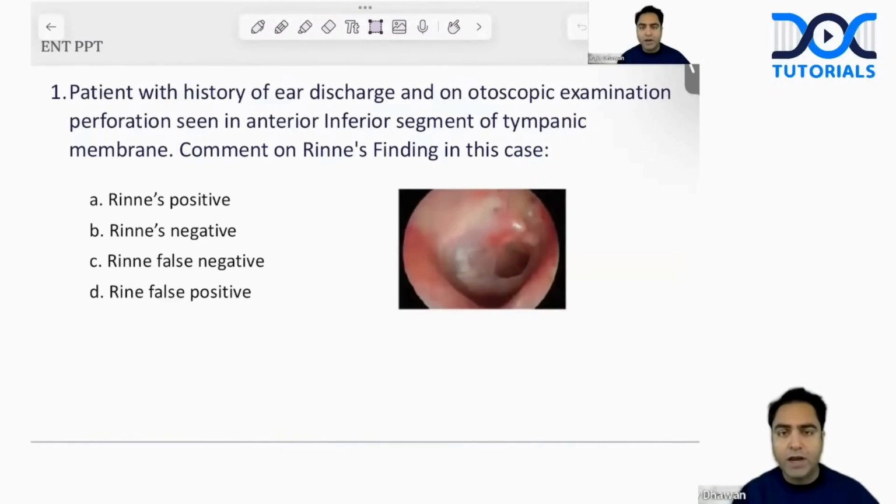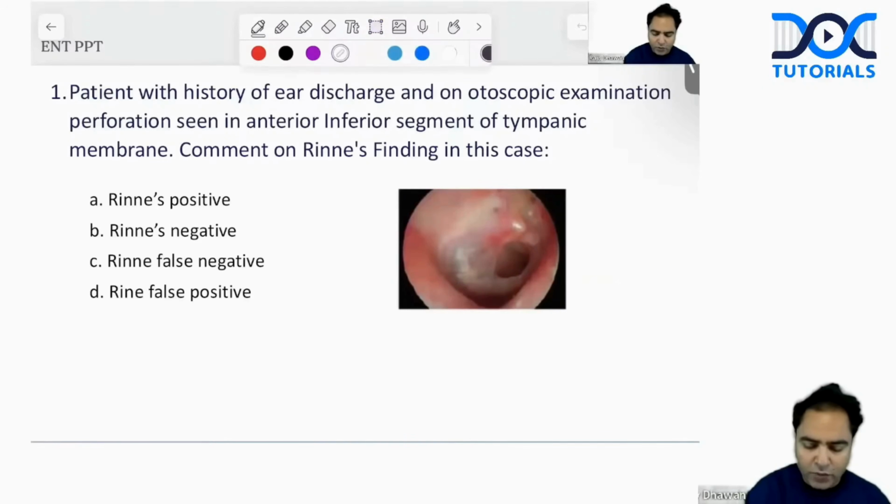History of ear discharge, and on otoscope examination, perforation seen in the anterior-inferior segment of tympanic membrane. Comment on the Rinne's finding in this case. So this is the kind of question they're asking nowadays. So first of all, interpret the picture and the patient over there.